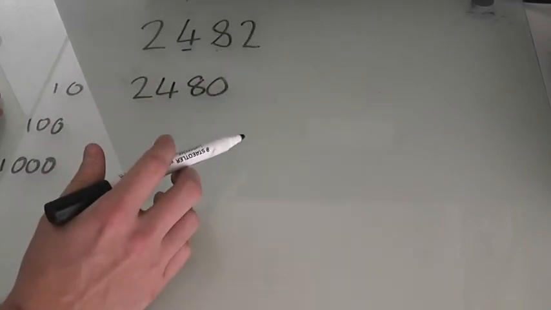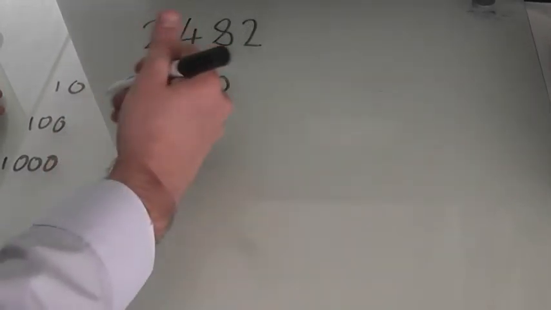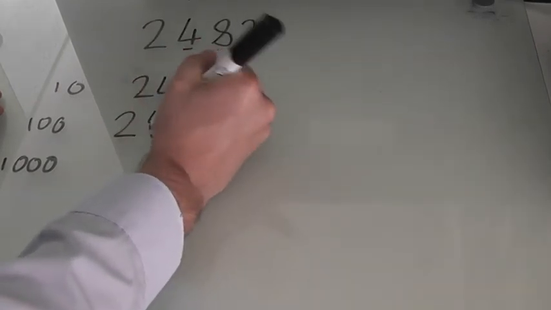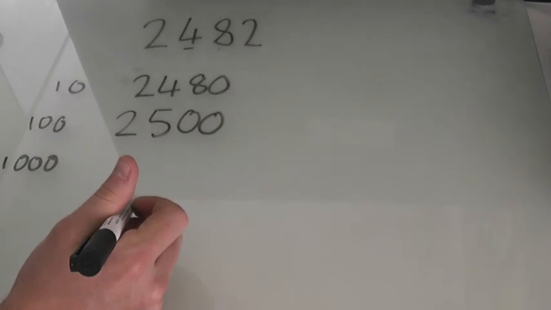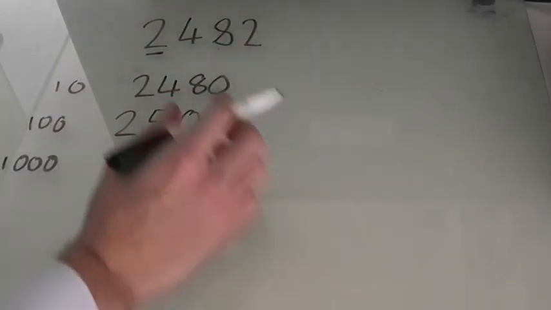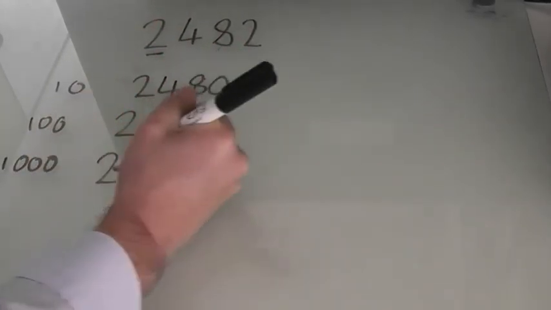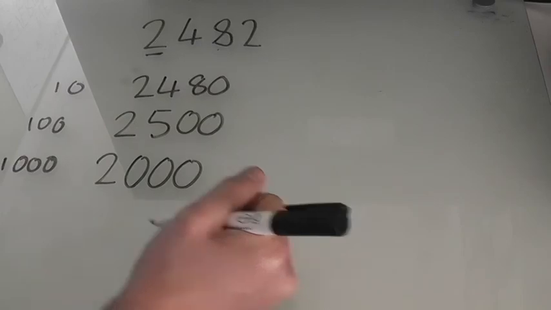Rounding this one to the nearest 100, look in the hundreds column, look next door. Is it 5 or more? Yes it is, because it's 8, so we need to round that up, so that would be rounded up to 2,500. Now we're rounding it to the nearest 1,000, so have a look in the thousands column, look next door, is it 5 or more? No it isn't, so we need to round that down to 2,000. So we've got 2,000.